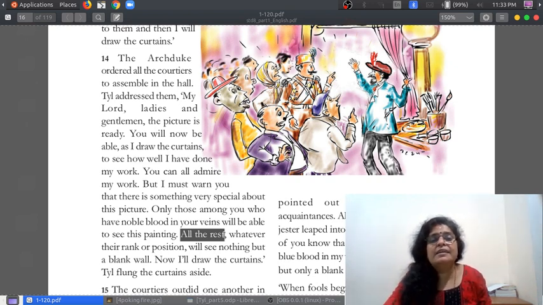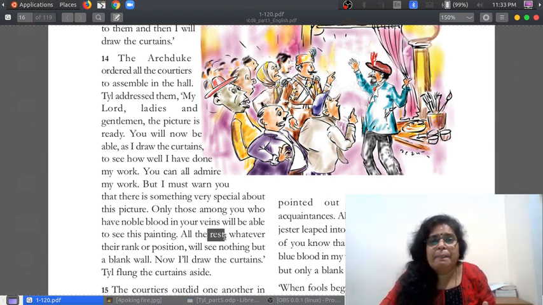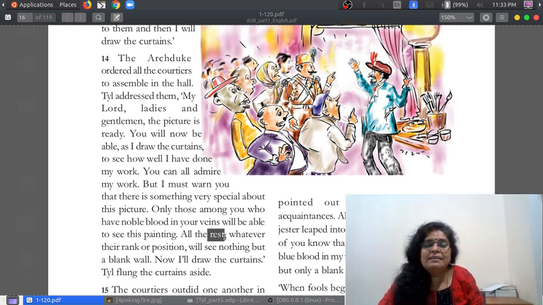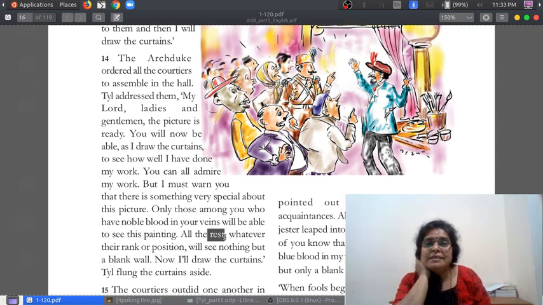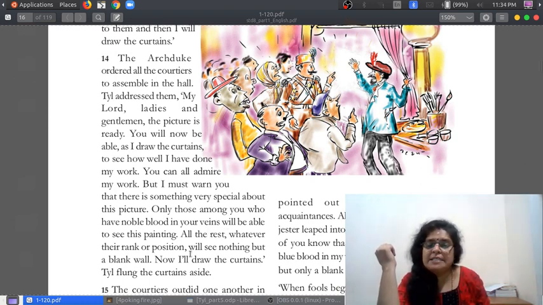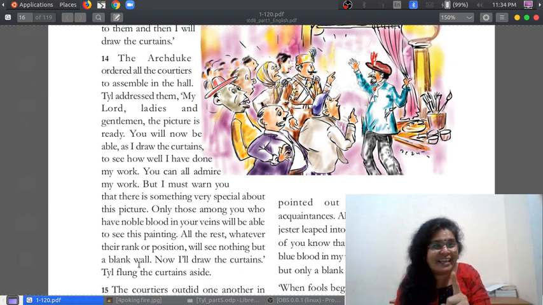All the rest, R-E-S-T, rest. What do you mean by rest? You know rest in a cot, rest and sleep. Yes, but there is another meaning for rest, that is, rest means balance, the remaining. All the rest, whatever their rank or position, will see nothing but a blank wall. If you don't have noble blood, you will see only a blank wall, no picture. Get the idea? Get the idea of Till? Okay, very clever, isn't it? Yes. All the rest, whatever their rank or position, will see nothing but a blank wall.